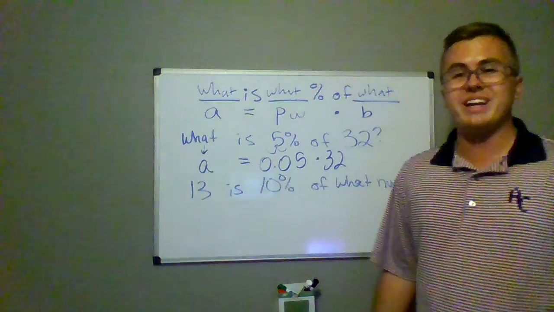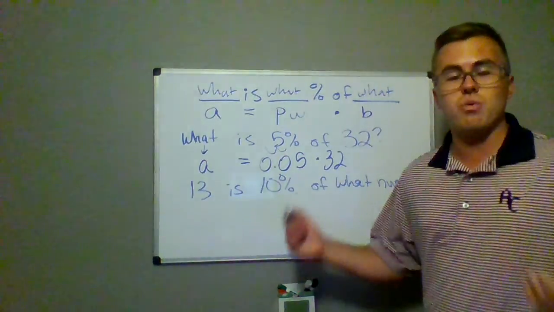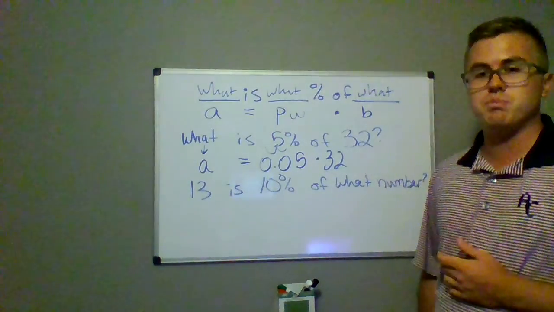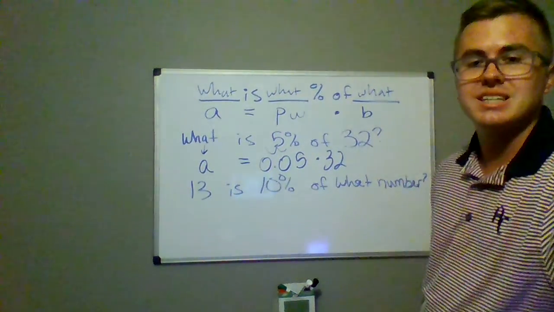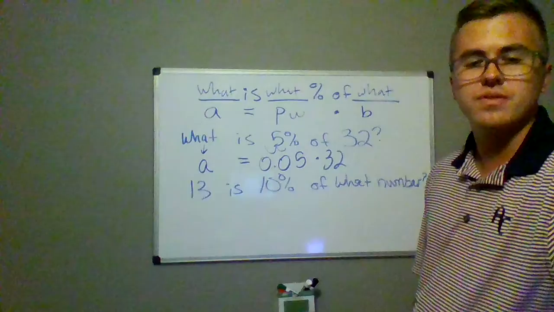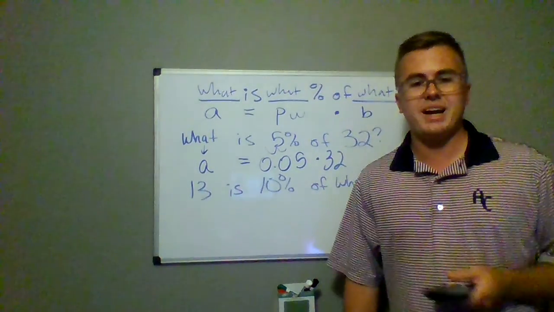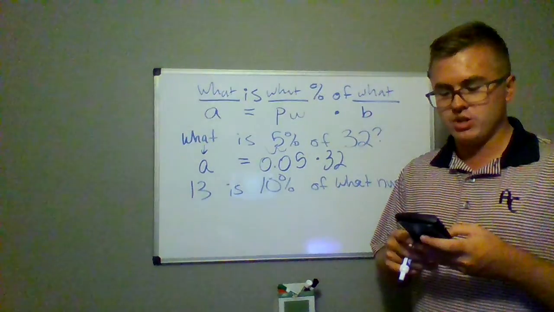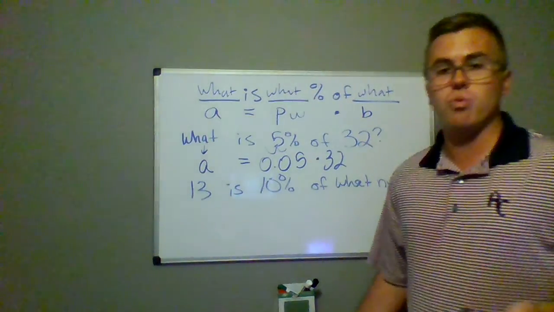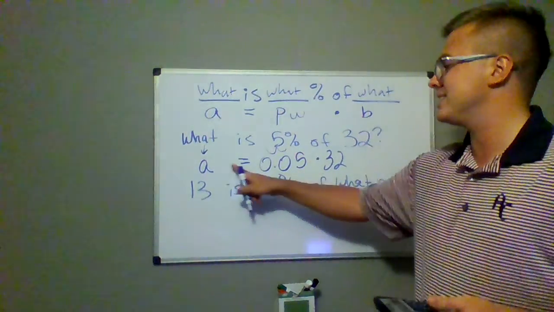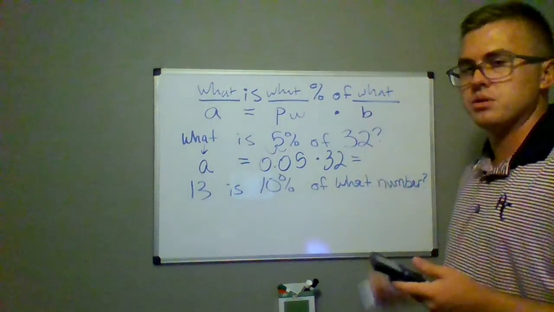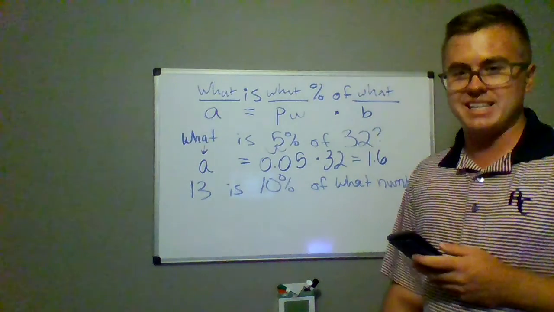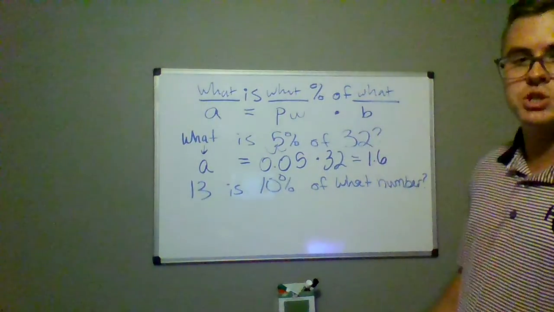This one's pretty easy. We've got an equation with one variable that we need to solve for. So all we have to do is 0.05 times 32. In my calculator, I do 0.05 times 32, and that gives me 1.6. Because it's A equals this, I'm going to do another equal sign over here, 1.6. Not too bad on that one.